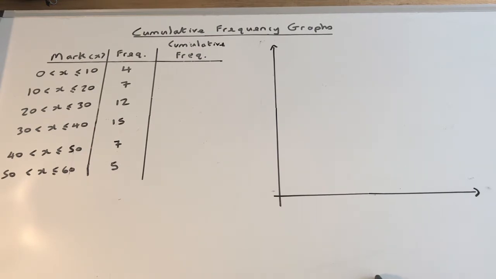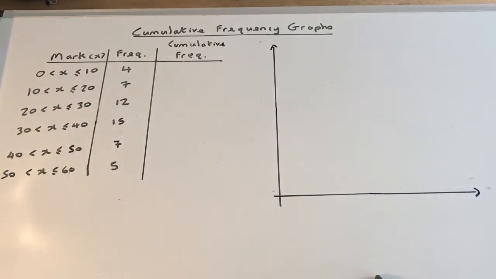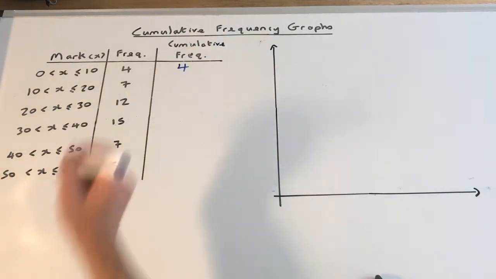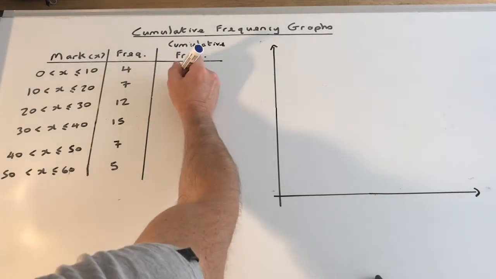To explain what I mean by that, you've got 4 people who scored between 0 all the way up to and including 10. So if somebody said to you, how many students scored from 0 to 10? You would just write down 4. Now the next category is 10 to 20, and you can see there are 7 students who scored from 10 to 20. But what if somebody just said, how many students scored from 0 all the way up to 20? How many students are in the first 2 categories? Well, that would be 11. The 4 add the 7.